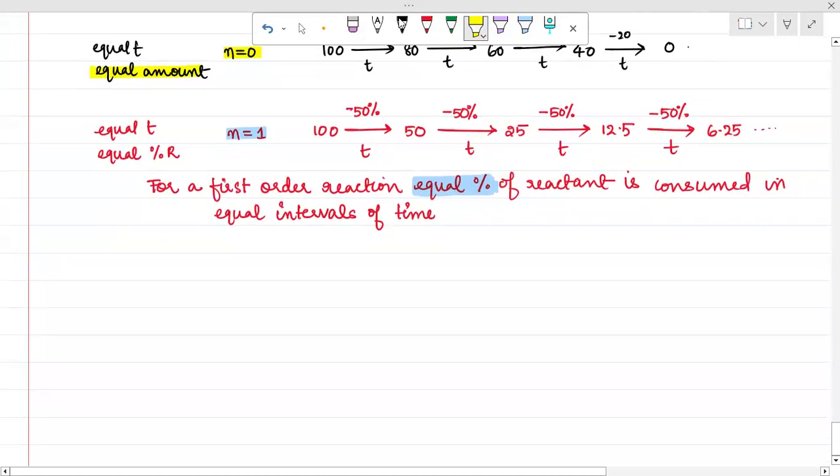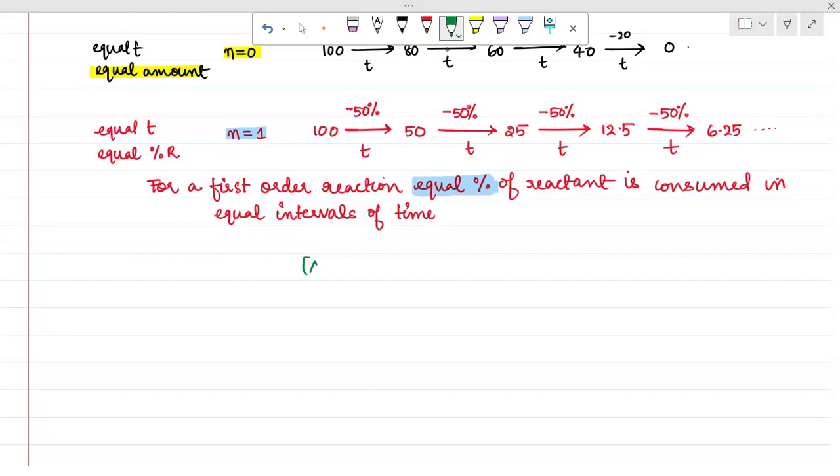Now let's say that I started with an initial concentration of A0. This is my initial concentration of the reactant. And I know that for 50% reduction, or at t half, 50% is reduced and I get A0 by 2. Correct. A0 by 2.